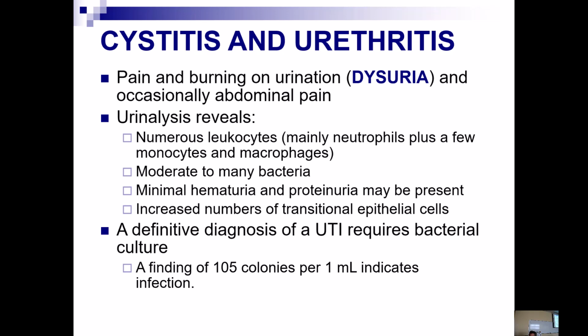Definitive diagnosis of a UTI requires a bacterial culture. So if you get this in the lab and you see, oh, lots of white cells, lots of bacteria, not many squamous epis, because remember, squamous epis is a sign of contamination more so, garbage in, garbage out. We're going to send this over to the lab. And a finding of 10 to the 5th colonies per mil indicates infection. That's supposed to be not 105 colonies, that's 10 to the 5th colonies per mil.